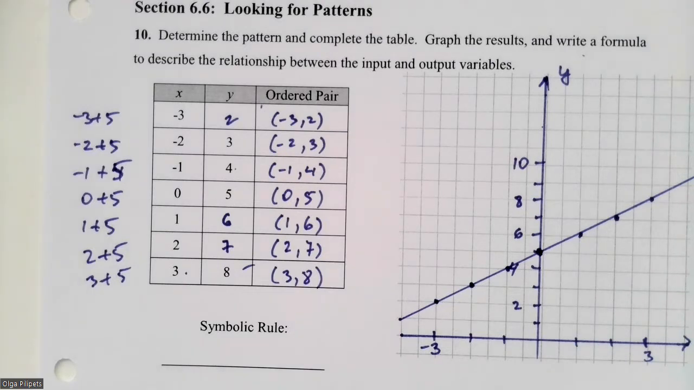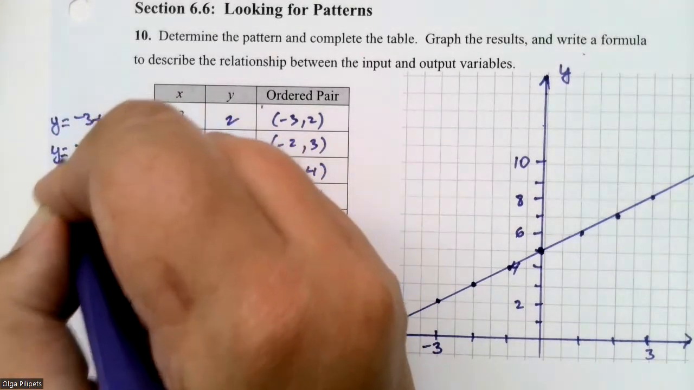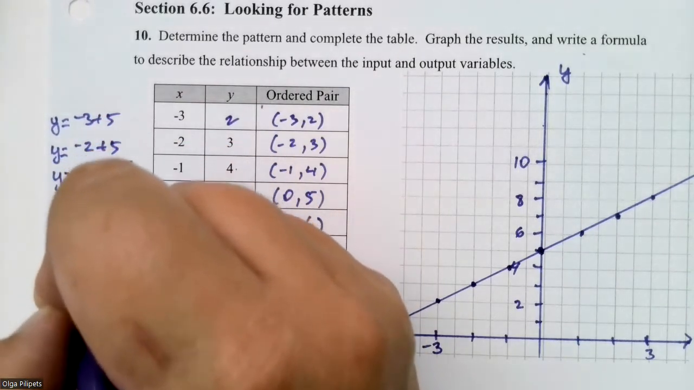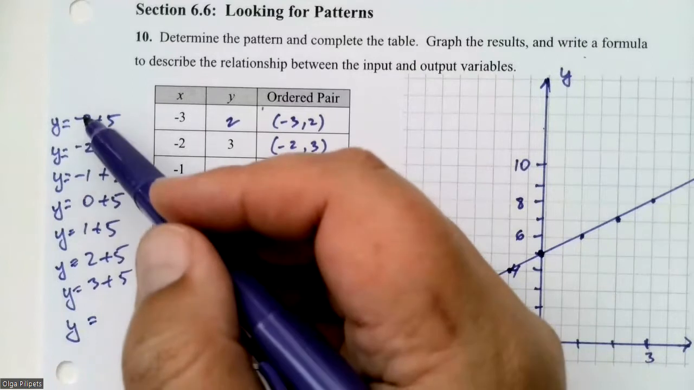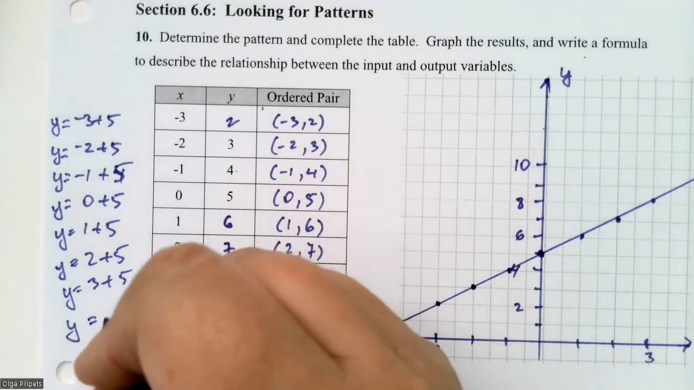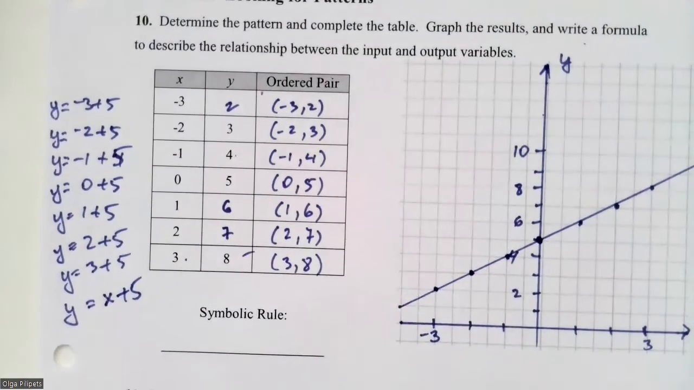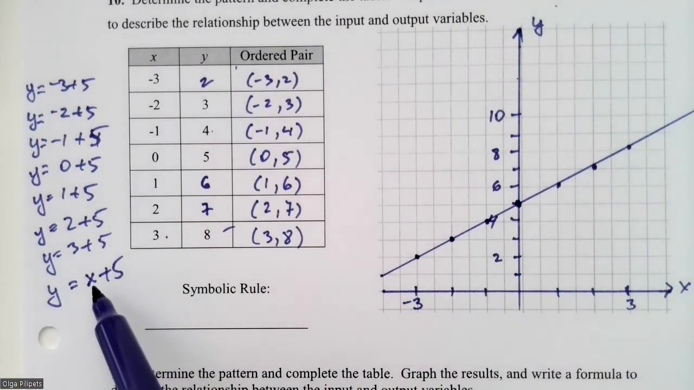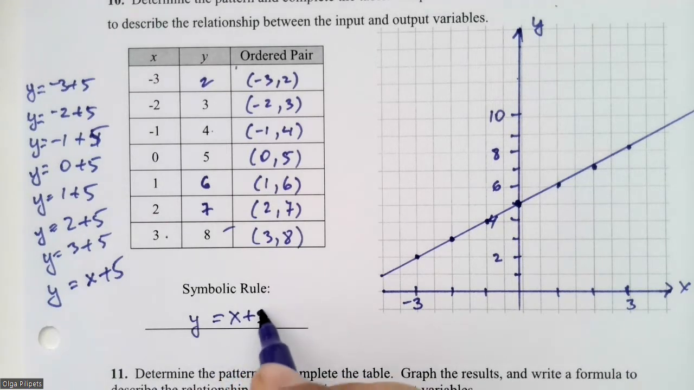So those were my y values, right? That's how they were calculated. So I could write the formula now. I could say y equals whatever x value is. I'll take my x value and add 5 on top of it, and I'll get my y value. Okay, this is called the symbolic rule, where x is a variable. We can plug in any value. So this is y equals x plus 5.